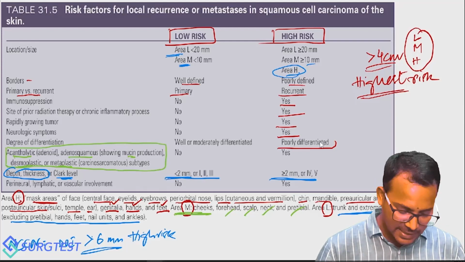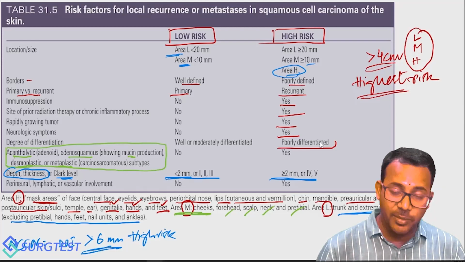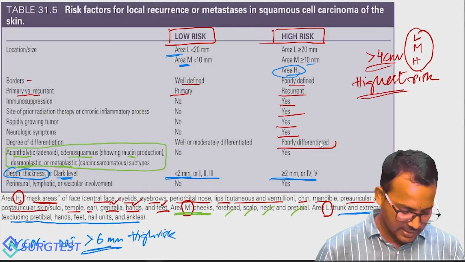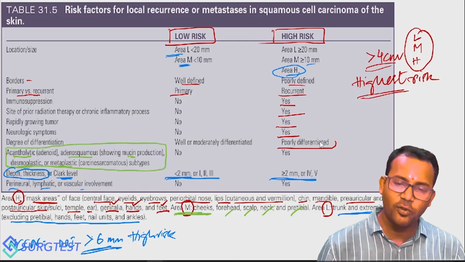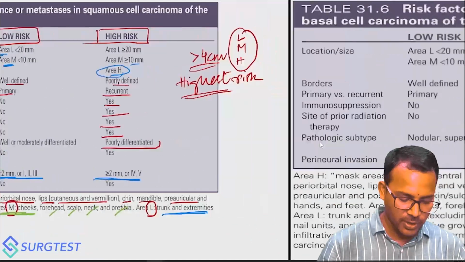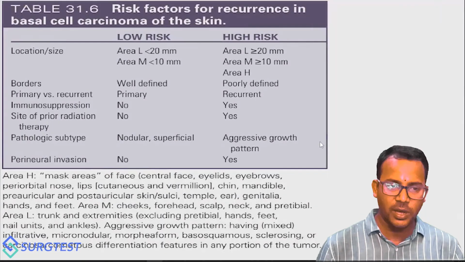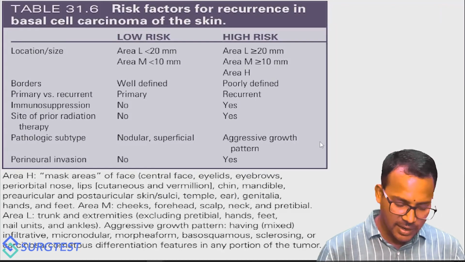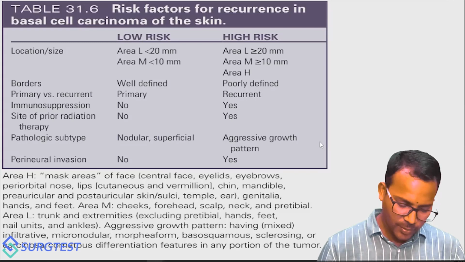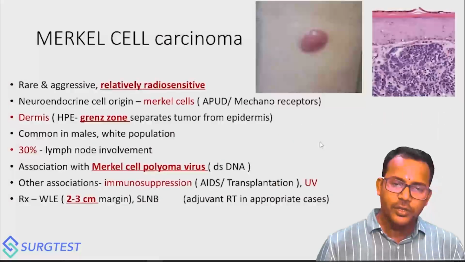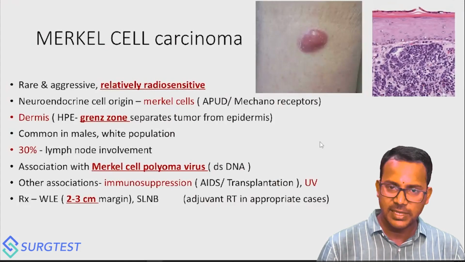However, according to NCCN, the depth or thickness of the lesion of more than 6 millimeters alone is considered high risk. Anyhow, perineural, lymphatic or vascular involvement is a high risk feature. In case of basal cell carcinoma, the low risk and high risk are almost the same, not much of a difference. So this completes your squamous cell carcinoma and your basal cell carcinoma.